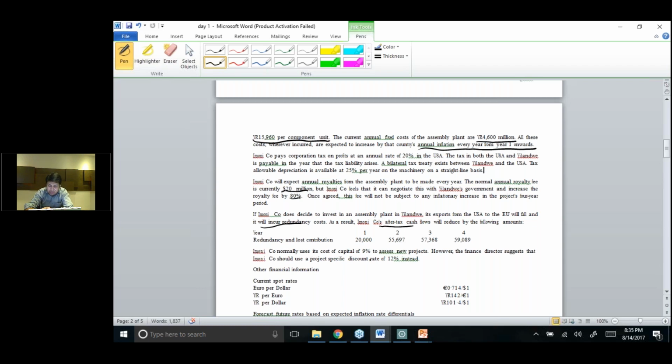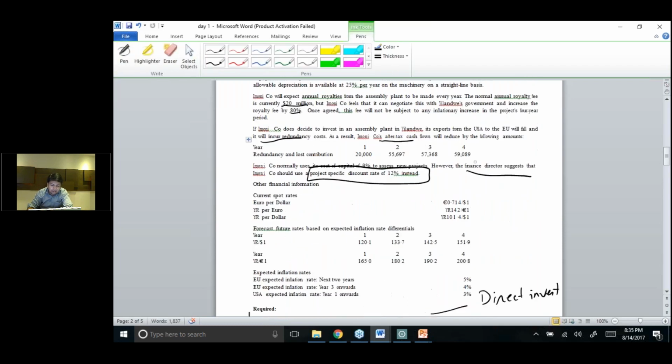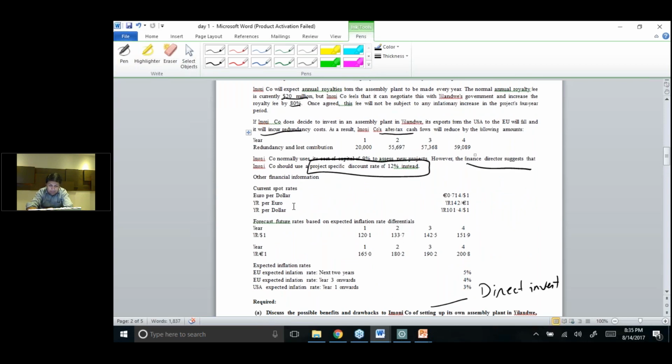The company normally uses its cost of capital of 9% to assess new projects, but the finance director suggests that a project specific discount rate of 12% is more relevant. The euro per dollar rate is given, YR per euro is given, YR per dollar is given, and forecasted YR per dollar and YR per euro rates have been given, and the expected inflation rates of the euro for the next 2 years and year 3 onwards, and the expected inflation rate of the USA are given. Why is the inflation rate of the USA given?